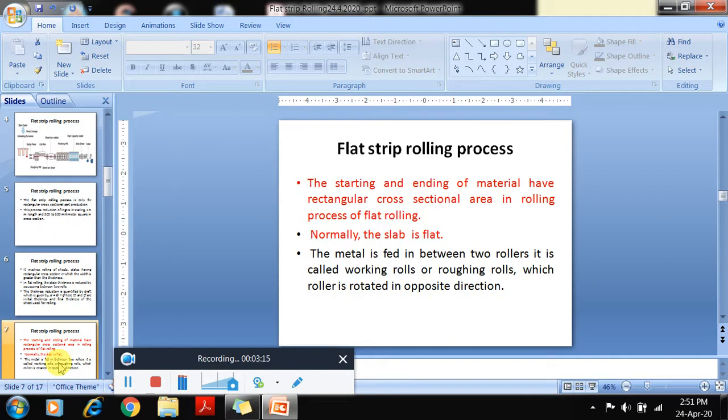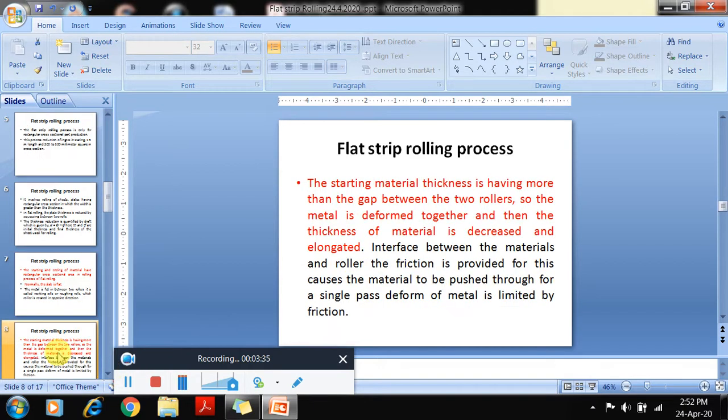Flat strip rolling process. The starting and ending of material have rectangular cross sectional area in rolling process of flat rolling. Normally the slab is flat. Slab is fed in between the rollers, squeezed to get the strip. The starting material thickness is more than the gap between the two rollers, so the metal is deformed and the thickness of material is decreased and elongated.